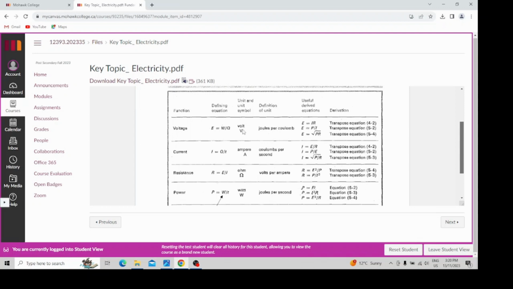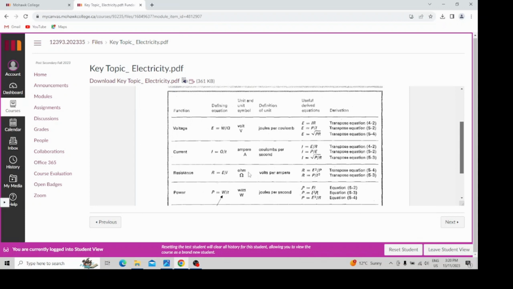Current is represented by the letter I, and it has a unit of an ampere. And resistance has the letter R, capital letter R, and it has a unit of an ohm. And ohm is represented by the Greek letter omega. For the assignment, just write down the word ohm. When you have a resistance like 10 ohms, just write down 10 and then the word ohm.